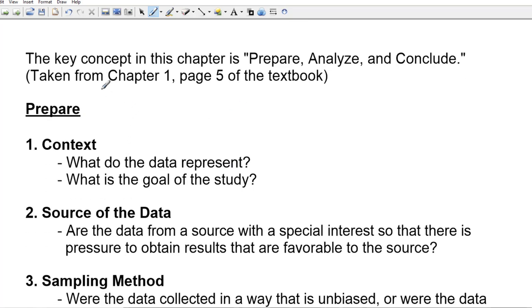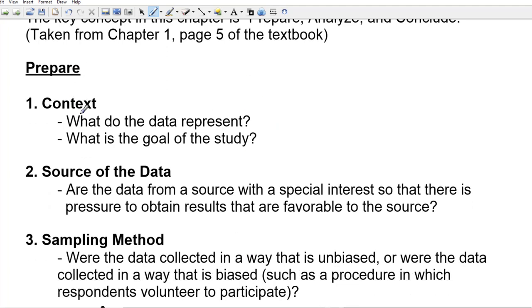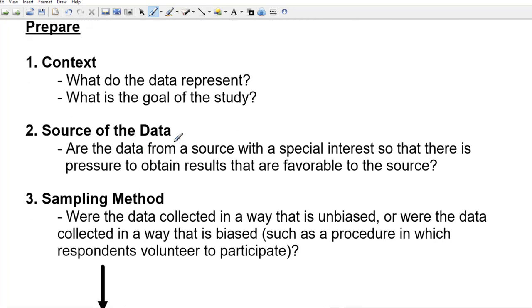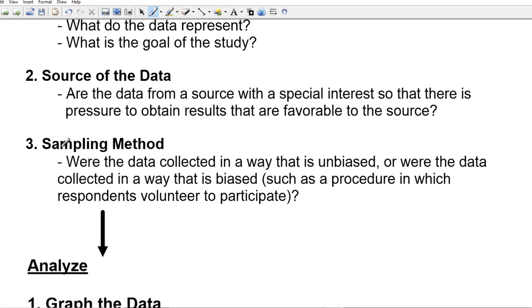All right, so in chapter 1, page 5 of your textbook, you guys have an ebook on MyStatLab. You are going to learn about prepare, analyze, and conclude, and here are the steps for that. Under prepare, you have the context. What do the data represent? What is the goal of the study? Those are the two questions that you should ask. You're going to look at the source of the data. Are the data from a source with special interest so that there is pressure to obtain results that are favorable to the source? Is somebody going to make money off of the vaccine that comes out? So we need to be careful about what's going on. The sampling method.